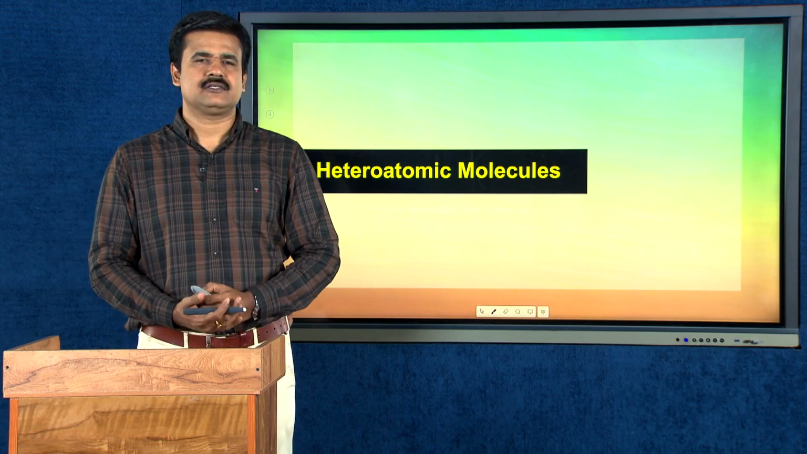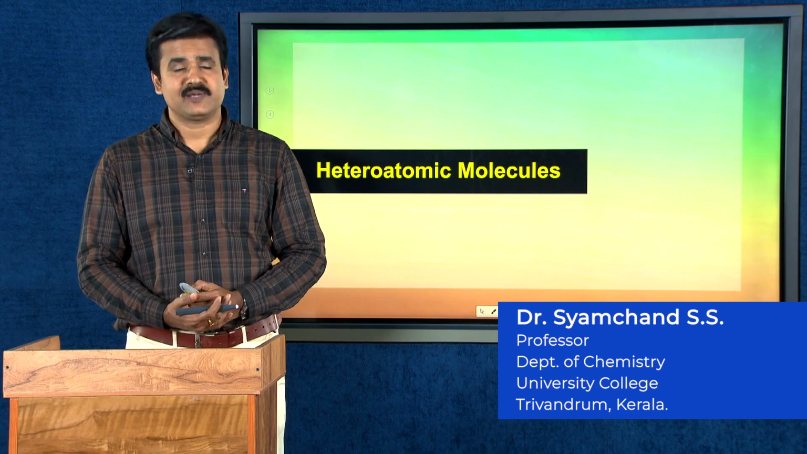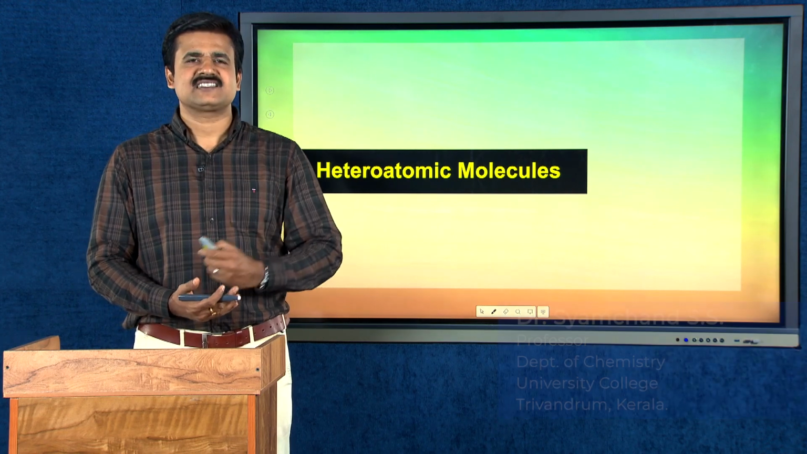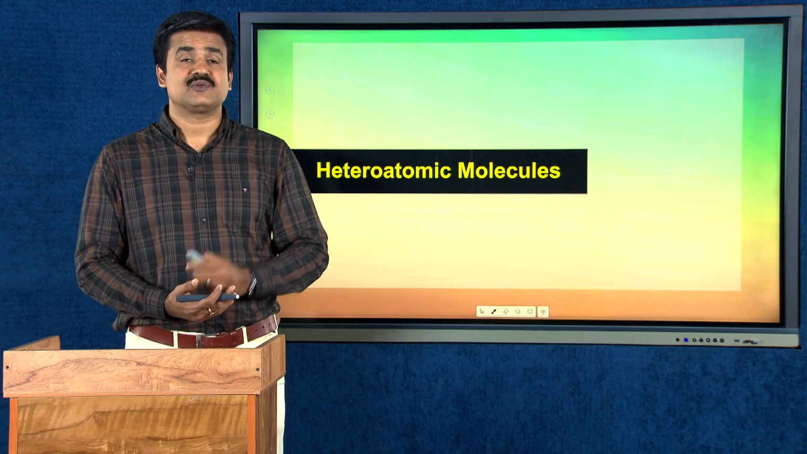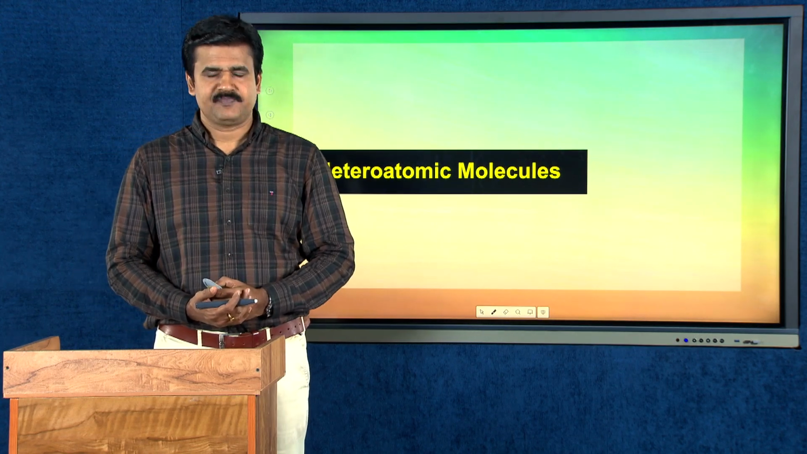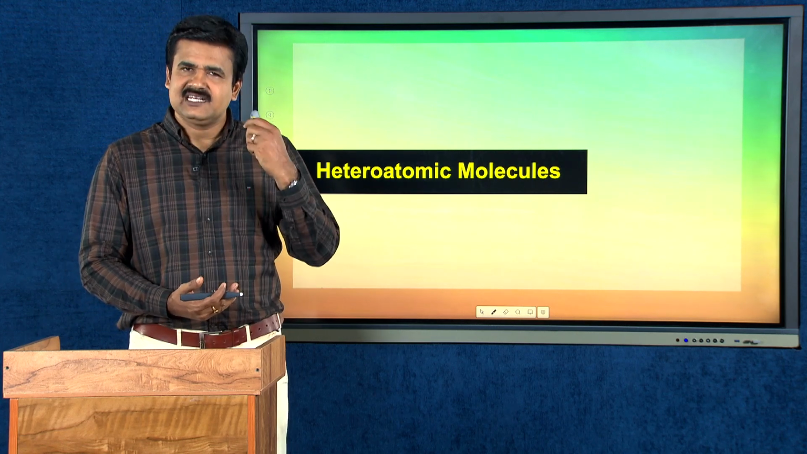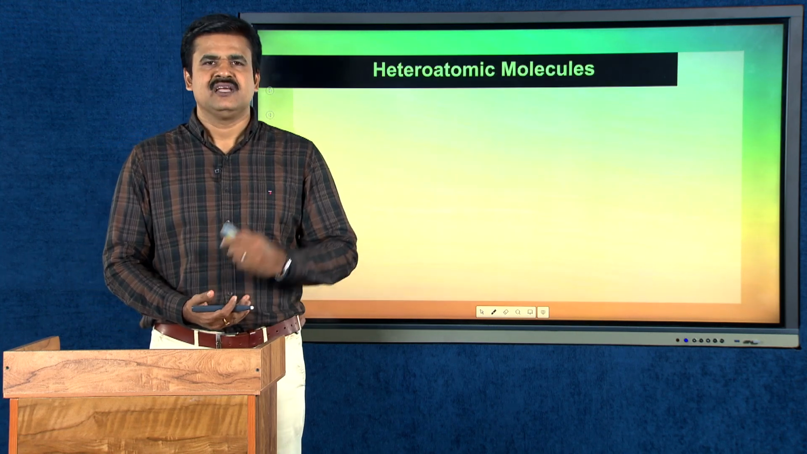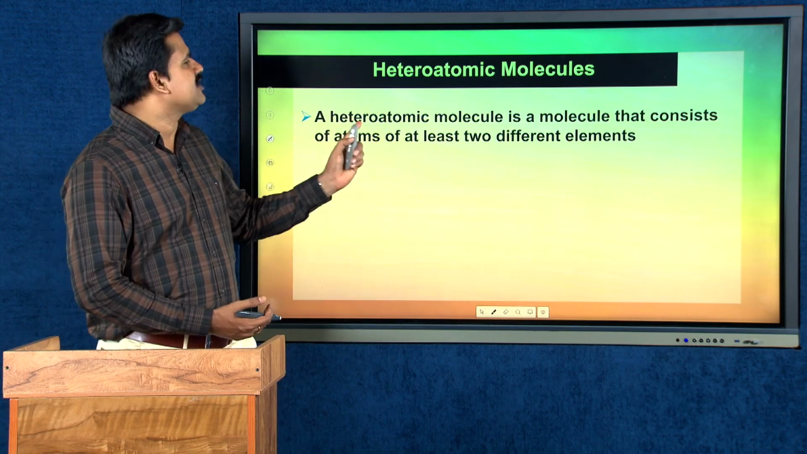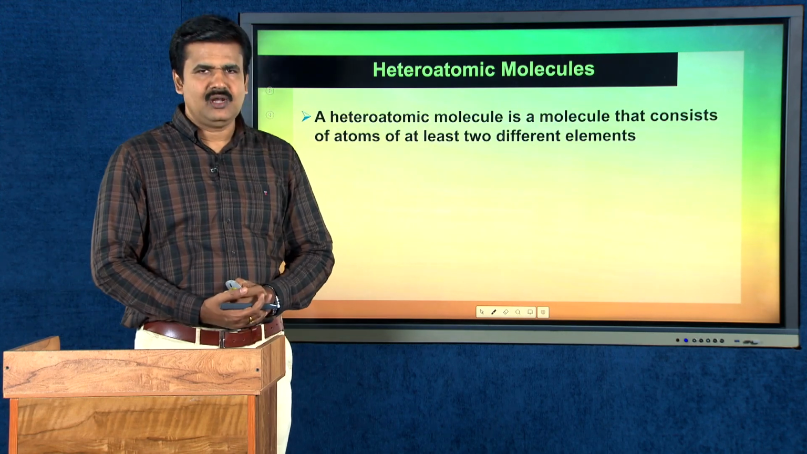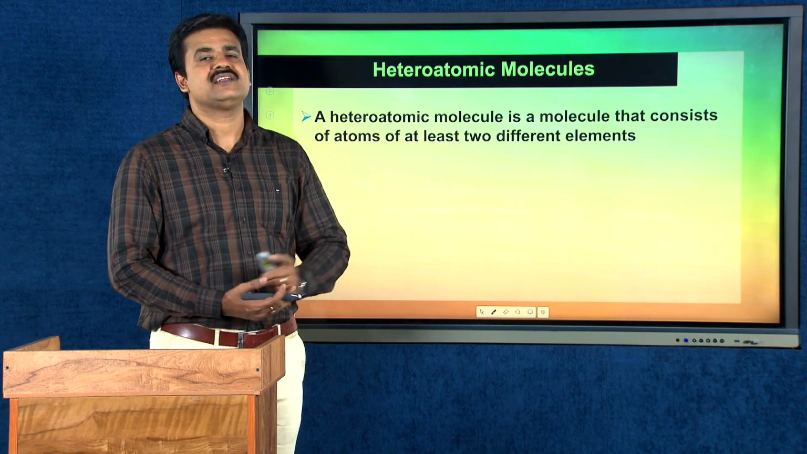You are familiar with homoatomic diatomic molecules and heteroatomic diatomic molecules. Now we are emphasizing heteroatomic molecules. Heteroatomic molecules, the word hetero means different. So in a heteroatomic molecule, there are more than one type of element. This is the definition of a heteroatomic molecule. A heteroatomic molecule is a molecule that consists of atoms of at least two different elements.